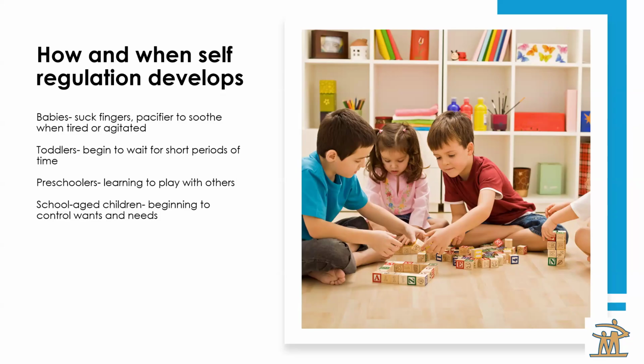But as they get to be a little bit older toddler, they can start to wait for just a minute or two for whatever it is that they might want. Preschoolers are learning to play with others, to be side by side and get along. And school-age children are beginning to control what their wants and needs are.